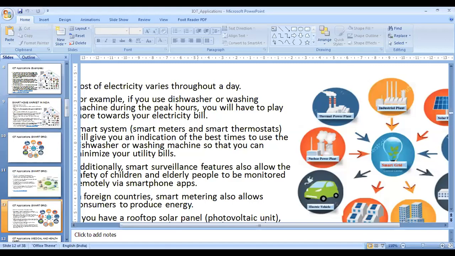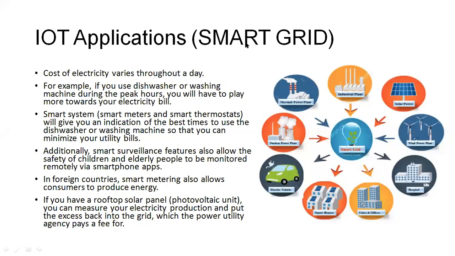The cost of electricity varies throughout the day. This is not a concept in India, but in foreign countries. For example, if you use a dishwasher or washing machine during the peak hours, you will have to pay more towards your electricity bill. So the smart system, smart meters or smart thermostats will give you an indication or notification for the best time to run the dishwasher or washing machine so that you can minimize your bills. Okay, so this is not coming in India, but in foreign countries there are typical times where you are charged more, and sometimes you are charged less. So the smart systems will give you a notification on the time when your electricity bill will be less.